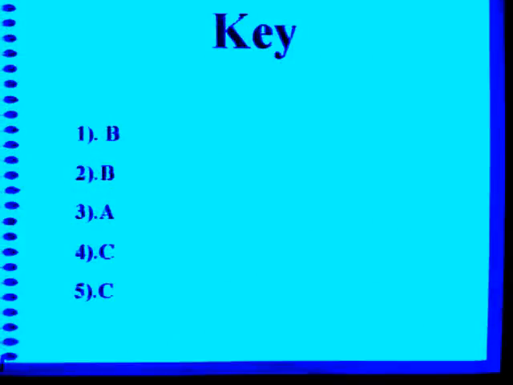Question number 3, the audience applauded the efficient performance of the actor. The meaning of applauded is praised. The answer is A. Question number 4. Quadruped is that which has dash legs. The answer is 4, that is C. Question number 5. Anticipate means expect. The answer is C.